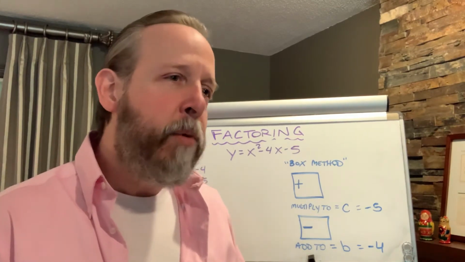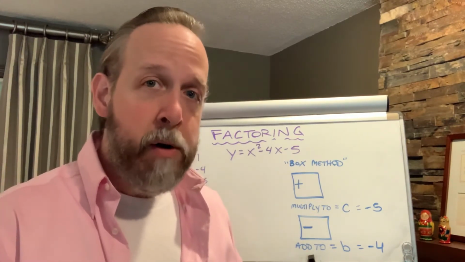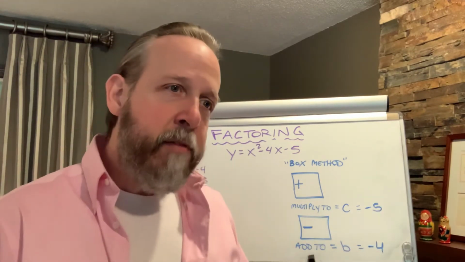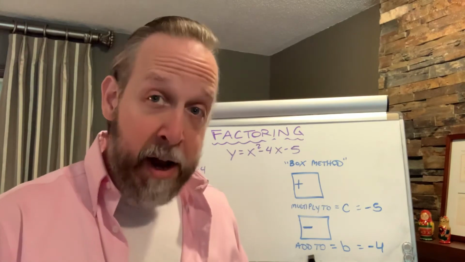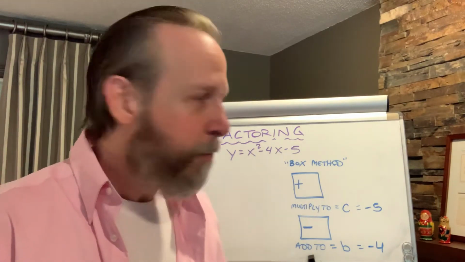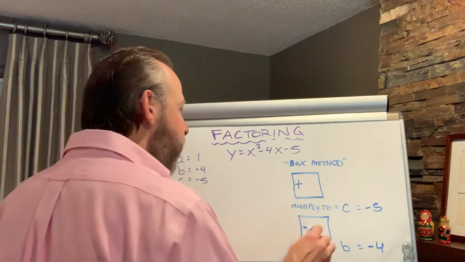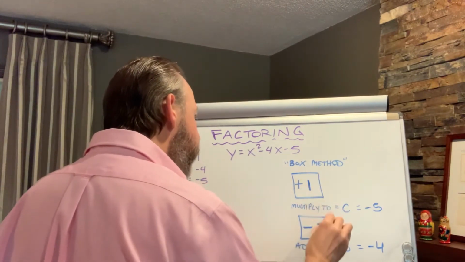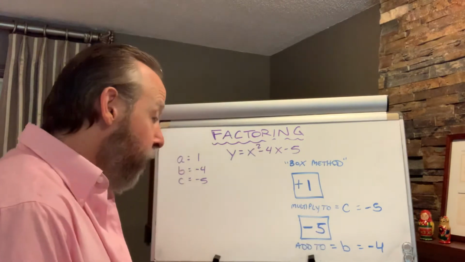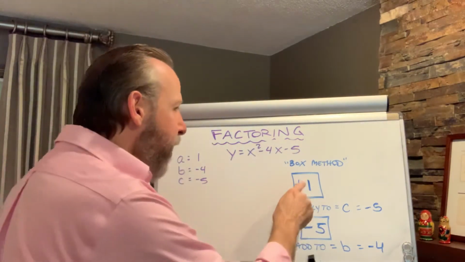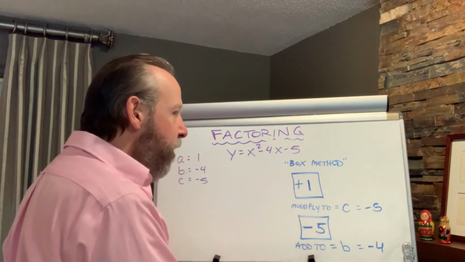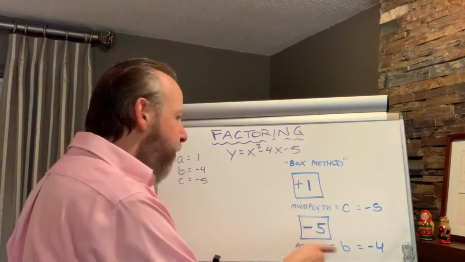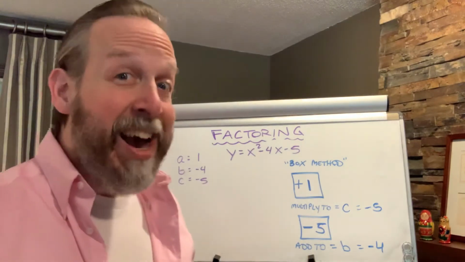+5 and -1 add together to be +4. But that's the wrong sign. Okay, -5 and +1 add together to be -4, which is the correct sign. So I decided that it was going to be a -5 and a +1. Now we can always double check while we're here. What is +1 times -5? It is -5. What is +1 plus -5? It is -4. We got it.